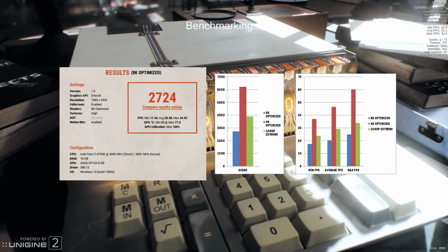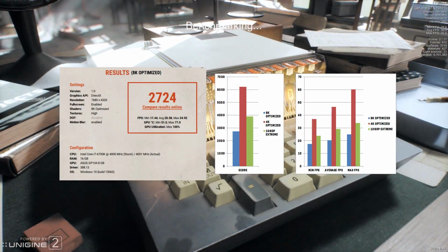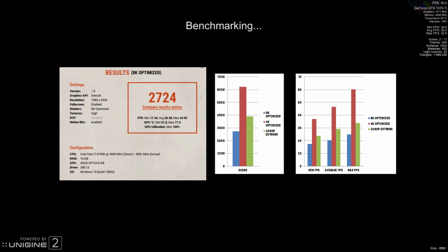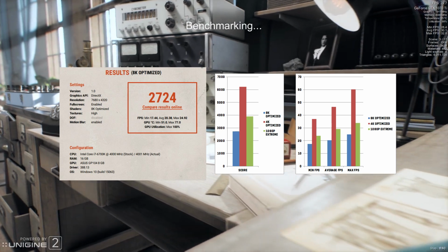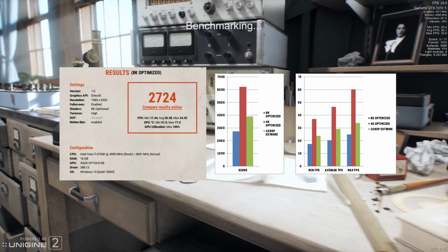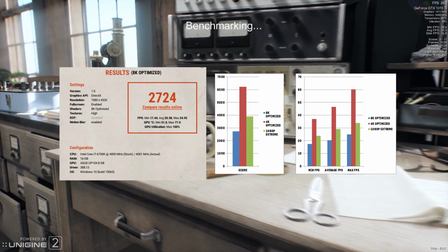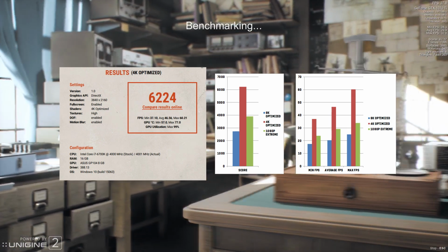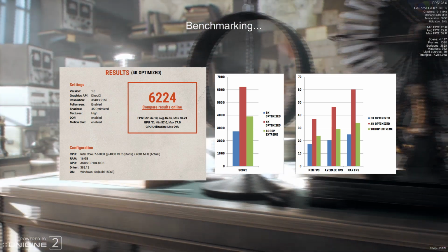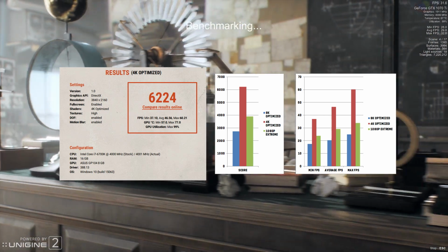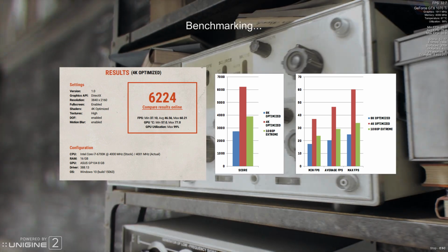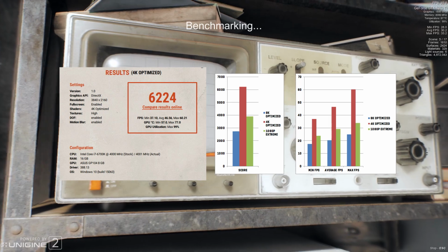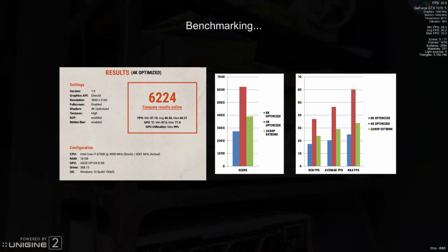In the Unigine Superposition benchmark using the 8K optimized setting, the GTX 1070 Ti achieved a score of 2724 while maintaining an average FPS of 20.38, maximum FPS of 24.92, and minimum FPS of 17.44. At 4K optimized, the 1070 Ti got a score of 6224 while maintaining an average FPS of 46.56, maximum FPS of 60.21 and minimum FPS of 37.1.